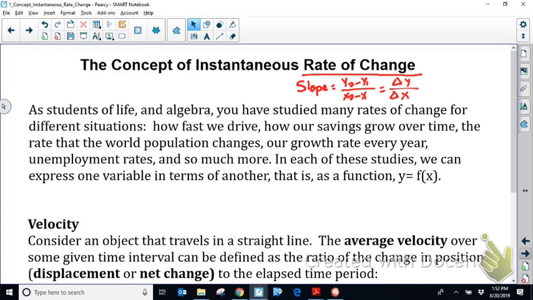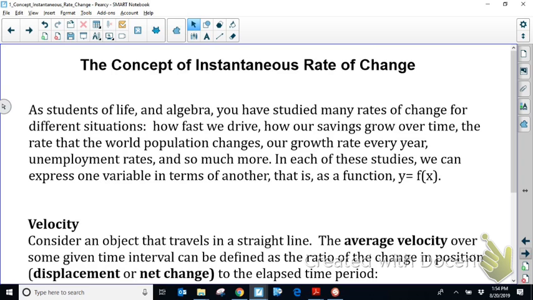Because things don't stay the same in most applications, just think about when you're driving in your car, you have to speed up and you have to slow down. Well, you can find the average rate of change in your speed from one point to another, say when you started at your house and you finished at work or school. But we know in reality there's a lot of speeding up and slowing down and stopping, so our rate of change certainly isn't constant, and it's changing over a long interval.